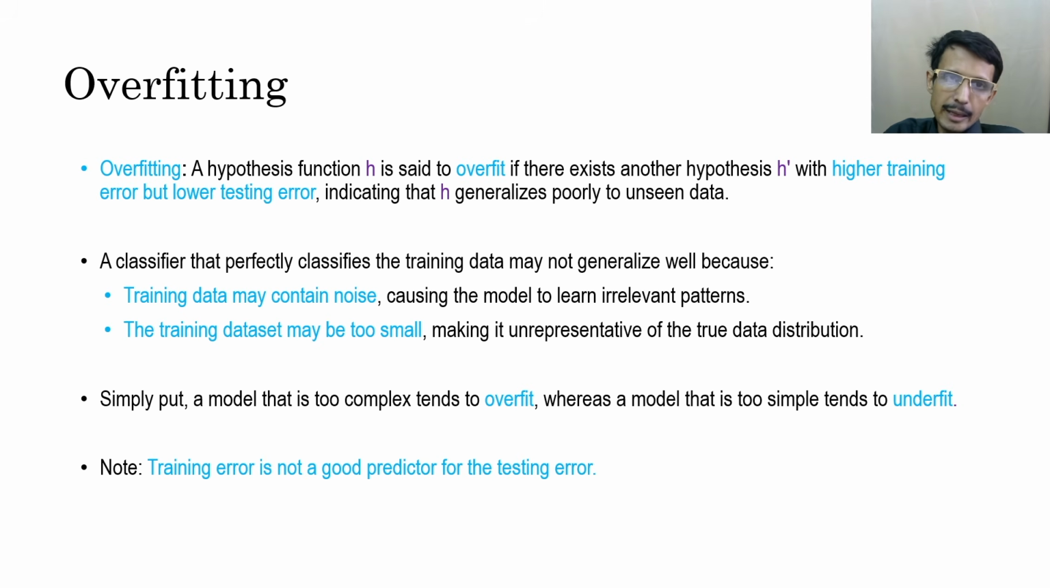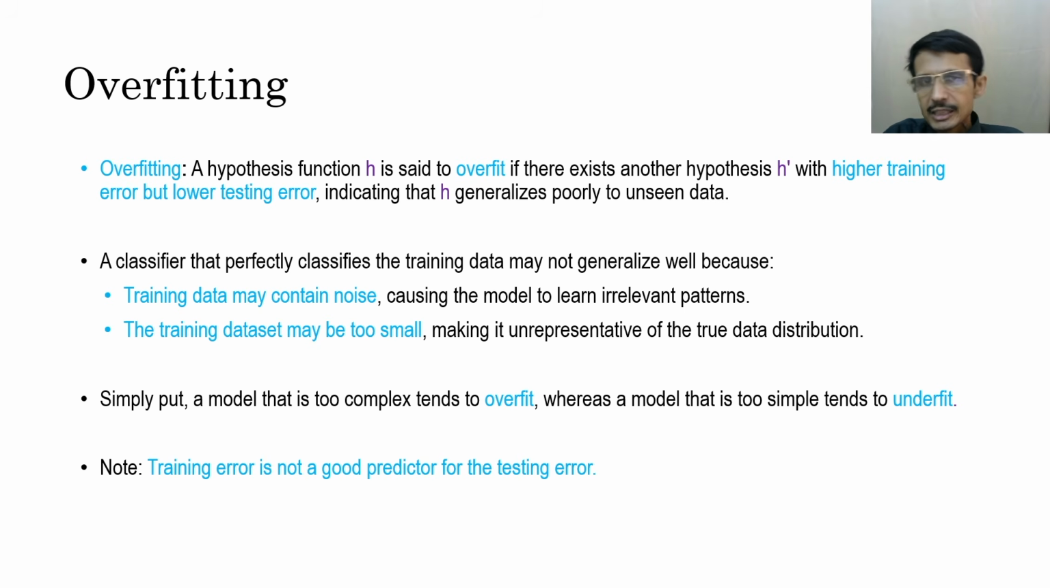So, overfitting is a situation where a hypothesis function H is said to overfit if there exists another hypothesis function H bar with higher training error but lower testing error, indicating that H generalizes poorly. Now consider our linear regression problem, where there is a hypothesis function H that we hypothesize for a given training data.